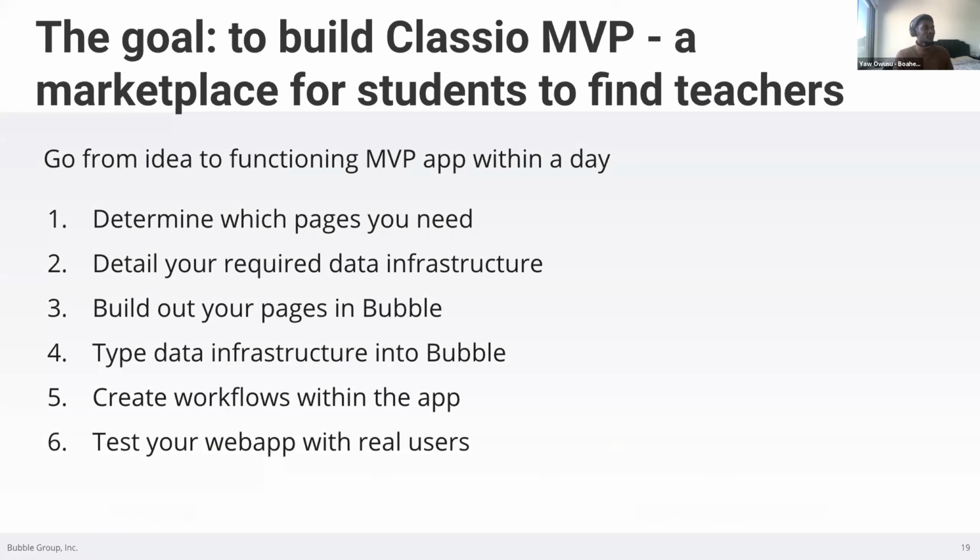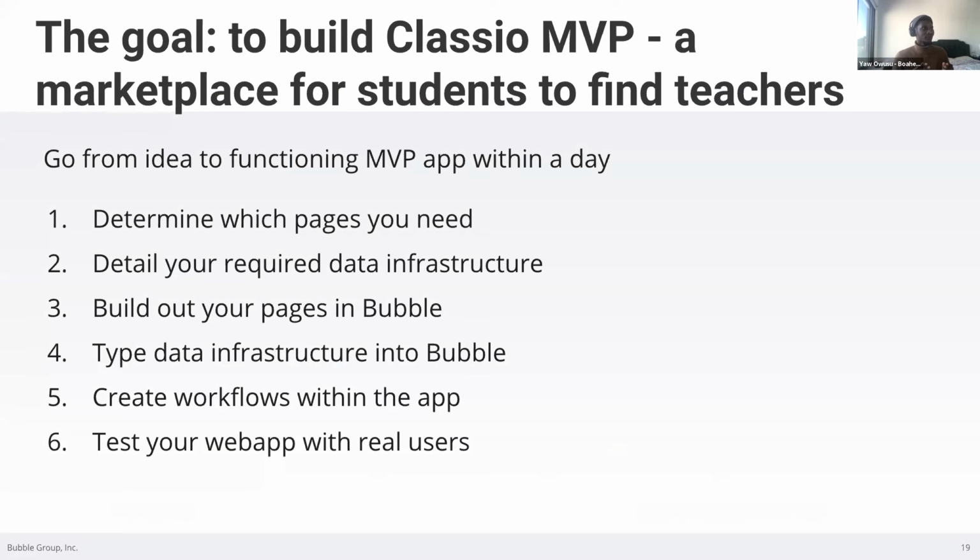So with that, we're going to hop into the MVP that we're talking about today, which is Classio. It is a marketplace for students to find teachers in their area. I came up with this idea when I showed up to Bubble. It was mid-pandemic. I'd heard that people were organizing classes outside in their backyard for students. And I was like, oh, it'd be really cool if there was a way to find out, is there a class happening in my neighborhood? How can I sign up for that?